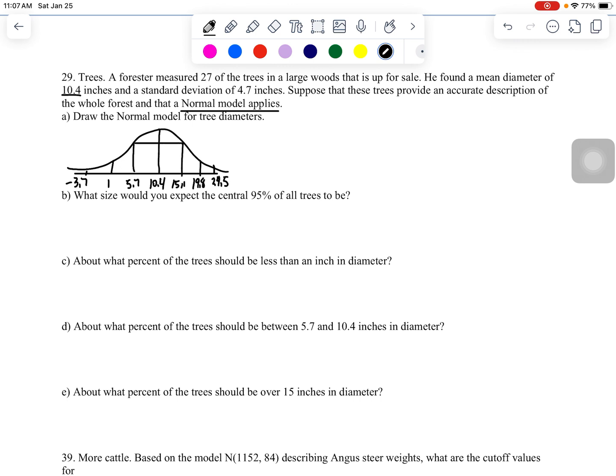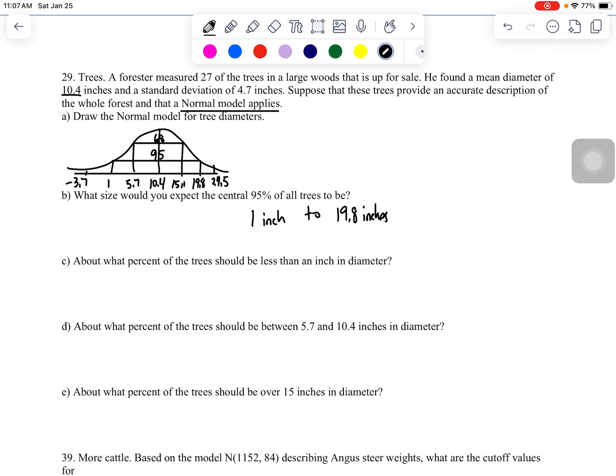Anyway, again, the central 95, picking up where we left off last time: between 1 standard deviation below to 1 standard deviation above is 68, and then 2 above to 2 below is going to give me my 95. So that is what we're looking for, the central 95. It's going to be 1 inch to 19.8 inches.